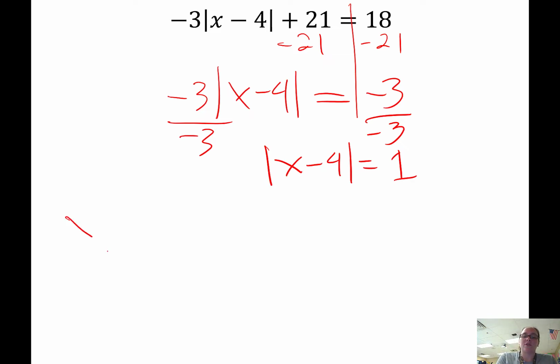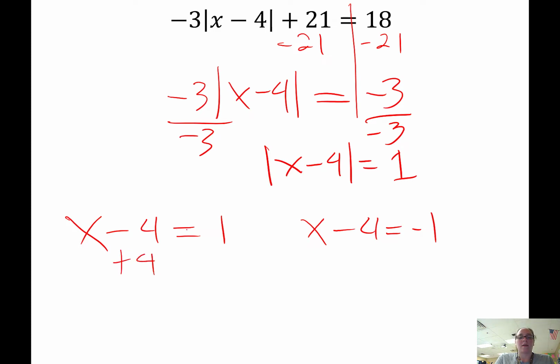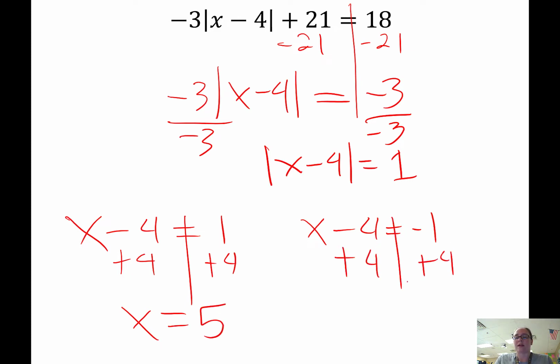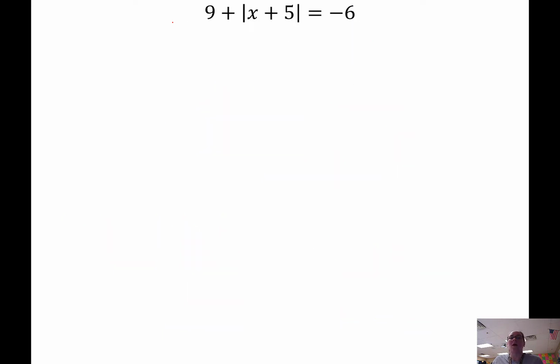So now I can split it into the two. x minus 4 equals 1, and x minus 4 equals negative 1. Add 4, and I get x is equal to 5. And when I work the other equation out by doing the same steps, I get x is equal to 3. So my solutions are x equals 5 and x equals 3. So that negative 3 out front made the big difference, which is also why we have to get the absolute value isolated before we determine whether it's a no solution, or if it has 2 solutions. All right, we'll look at one more.